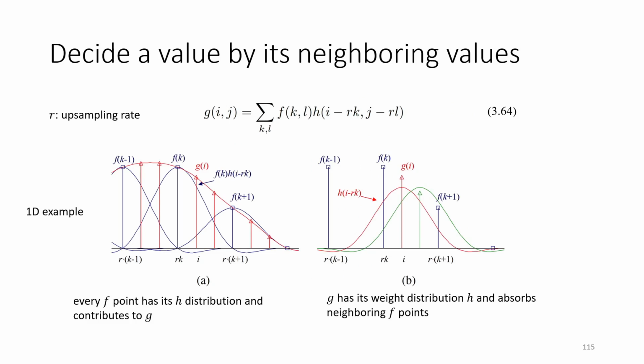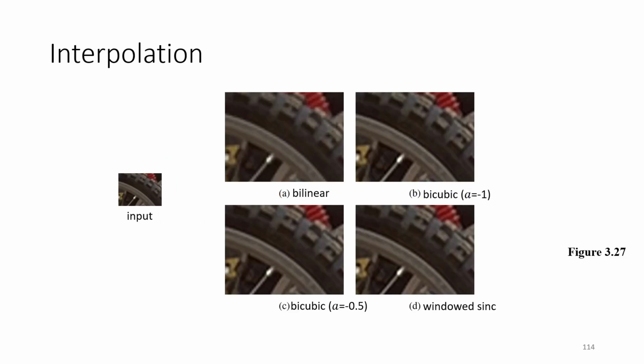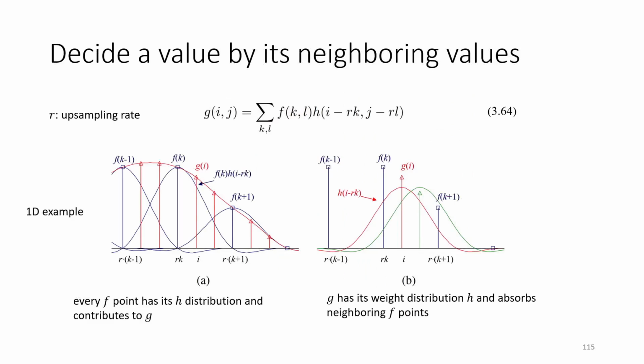So here, F is the input image. It has its own indexes K and L, and we have an upsampling rate. For this example, the upsampling rate is 3. It means for small images, we will generate larger images. Its height and width will become 3 times larger. So what is interpolation?